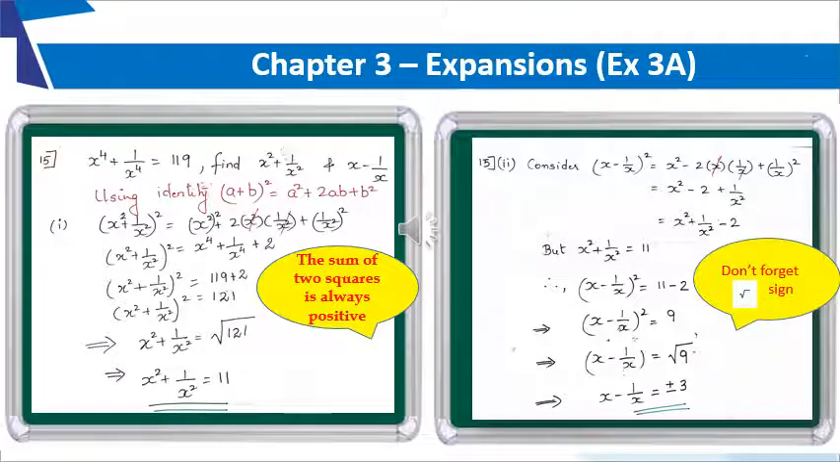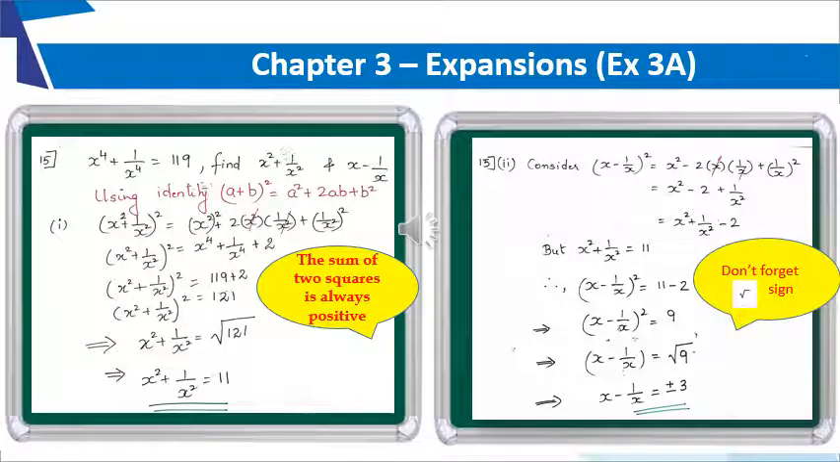Consider the second case, x minus 1 upon x the whole square. Here we will use the identity a minus b the whole square equal to a square minus 2ab plus b square, which implies x square plus 1 upon x square minus 2. Substituting the value of x square plus 1 upon x square is equal to 11, which we got in case 1, we get the value of x minus 1 upon x the whole square equal to 9.